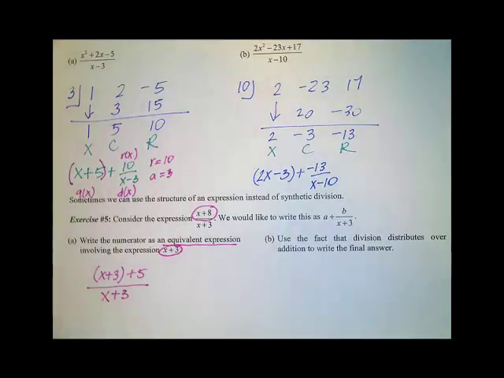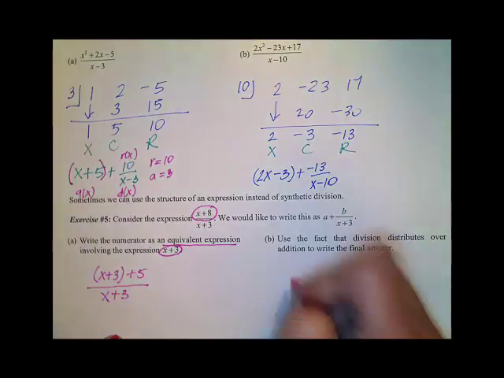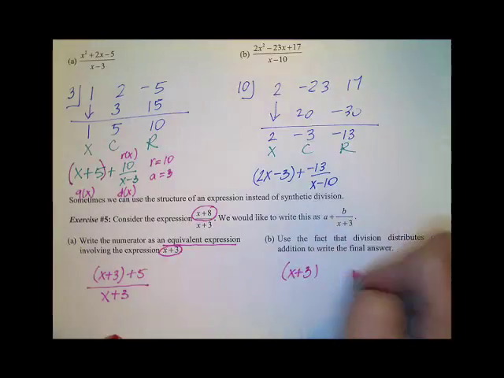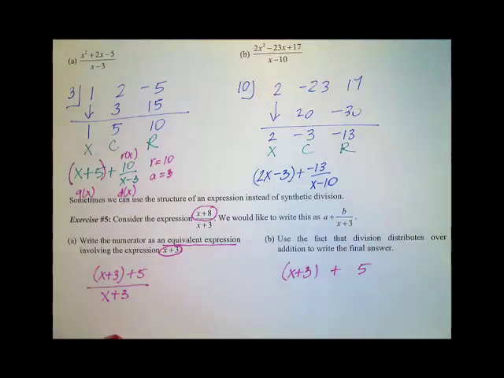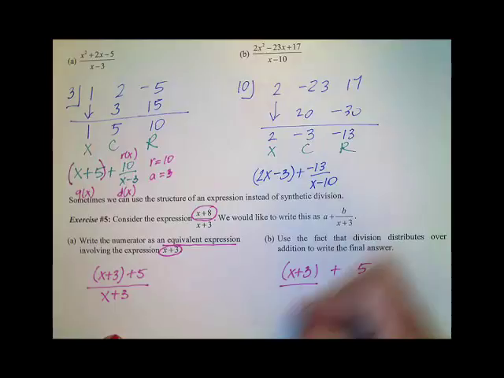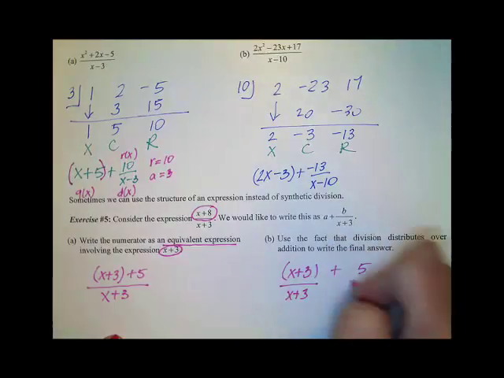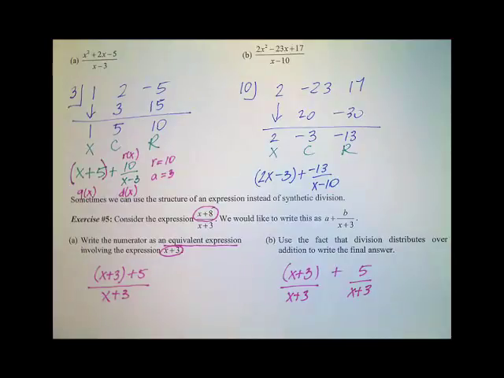All right? Now it says use the fact that division distributes over addition to write the final answer. So what that means is, on the top I have technically 3 terms, but I can group the first 2. So I can take (x + 3) + 5. Now I'm going to divide the first set by x + 3, and I'm going to divide the second one by x + 3. All right, that's what that means.